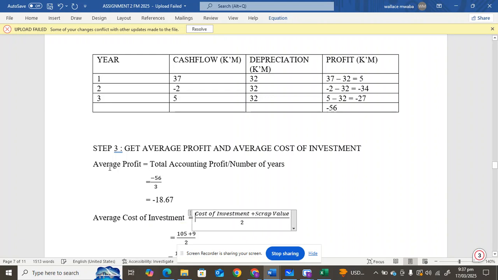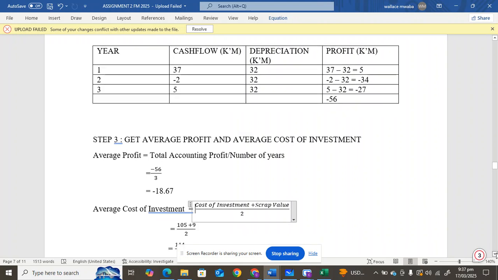Okay, so our average loss here is negative 18.67. It's only 1 year where we've made a profit. The rest of the years it's losses. After that, you get your average cost of investment.